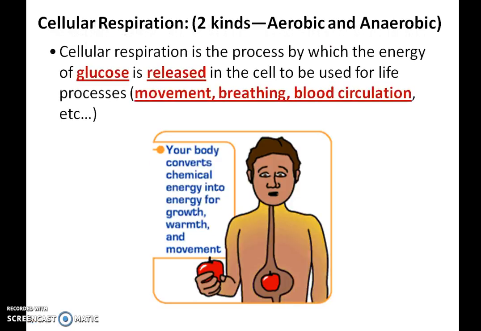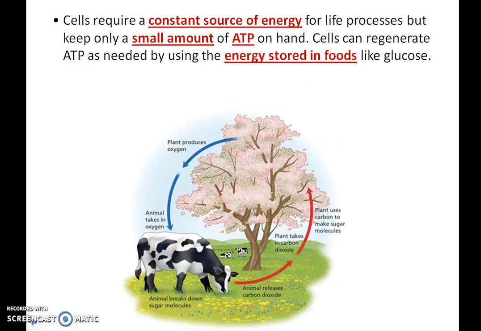Cellular respiration is the process by which the energy of glucose, remember that is a sugar that was formed in photosynthesis, is released in the cell to be used for life processes such as movement, breathing, blood circulation, any type of activity that your body has. Cells require a constant source of energy for life processes, but keep only a small amount of ATP on hand. Cells can regenerate ATP as needed by using the energy stored in foods like glucose, and also the glucose that is made in the plants.